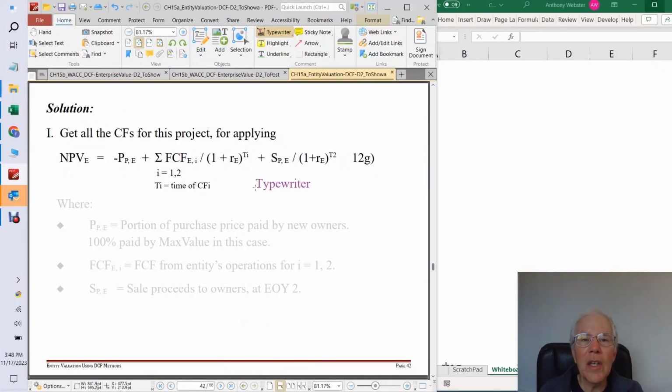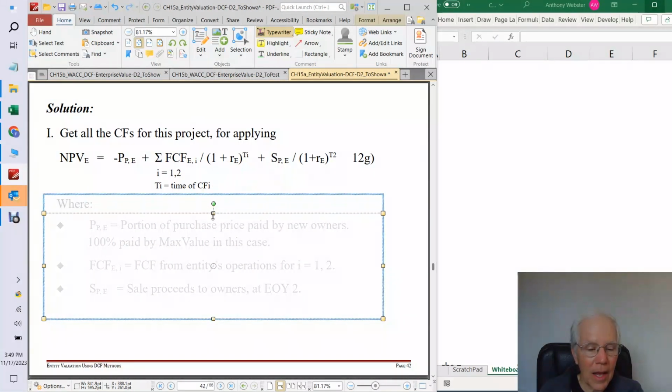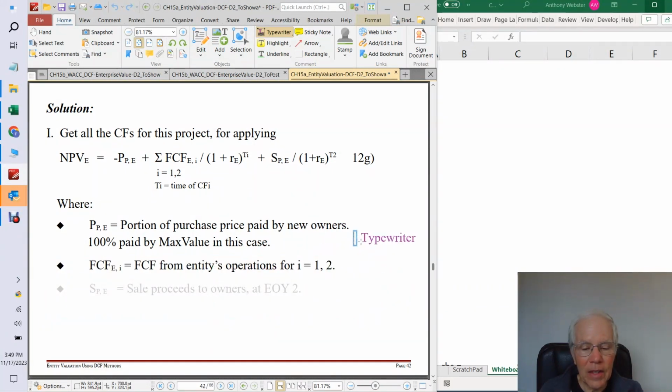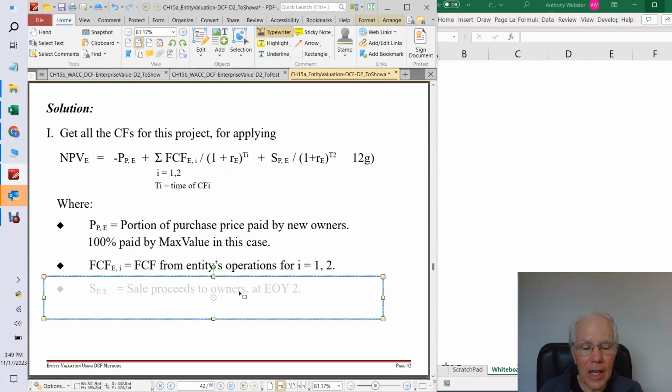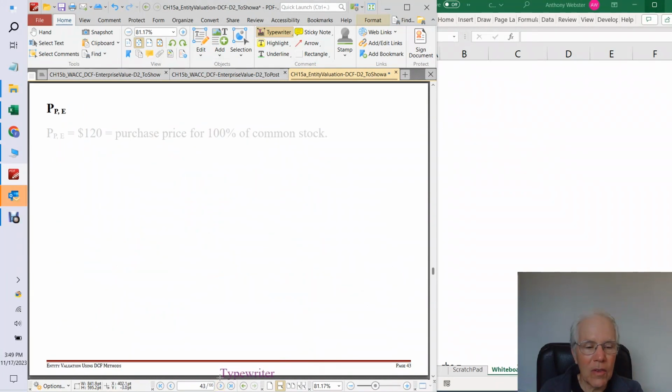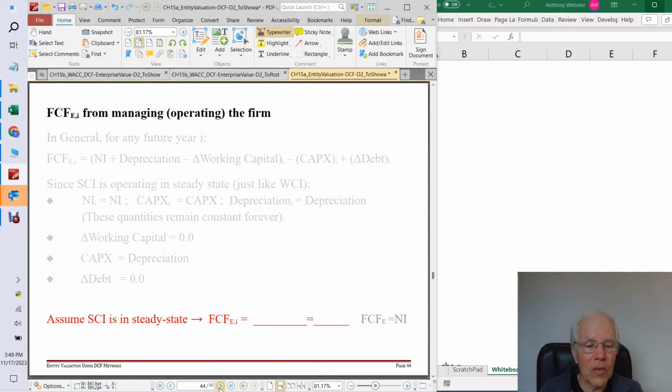Okay, so step number one is we're going to have to get all of the cash flows we estimate for this project so we can put them into the NPV equation. And as usual, piece one is the purchase price paid by the new owners to get 100% of the shares. And the free cash flow is going to be the net income for 2 years. The free cash flow for a steady state company to shareholders works out to be net income. And then the third piece is the sales proceeds, which we know is $160 million. So let's go through it. So the purchase price, the asking price is $120 million, and that will get Max Value 100% of the stock.